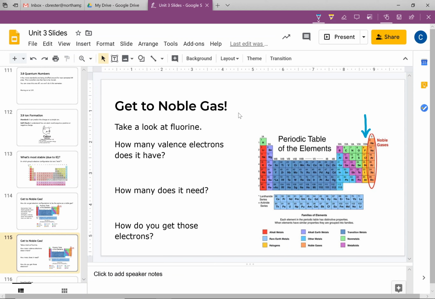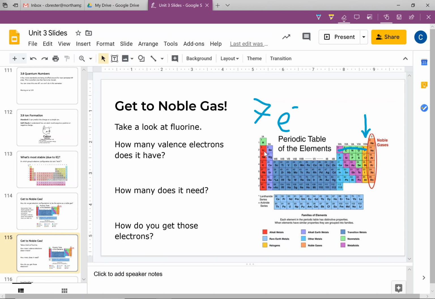Okay. Valence electrons, as we said last week, are the electrons in the highest energy shell. For fluorine, we have 1s2, 2s2, 2p5. Our highest energy level is energy level 2, and we have 2 plus 5, which is 7 electrons. So in total, we have 7 valence electrons in fluorine.